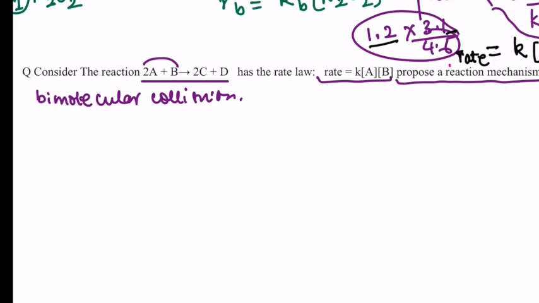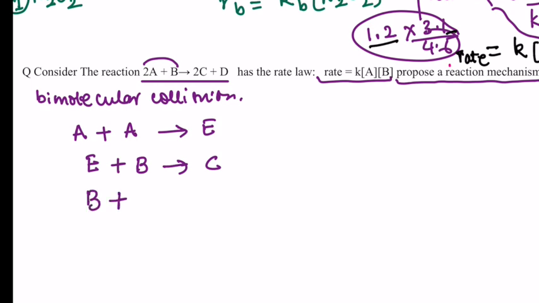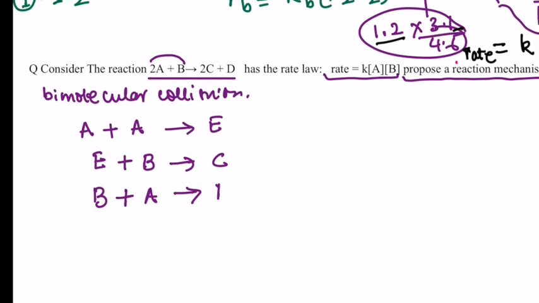Of course, if you were actually doing this in a lab, you would try to isolate some intermediates and verify. But right now in grade 12, all you can write is, well, maybe the two A's collide and they produce something like an E. And then maybe this E reacts with a B to produce a C. And then maybe another B reacts with another A to form a D.